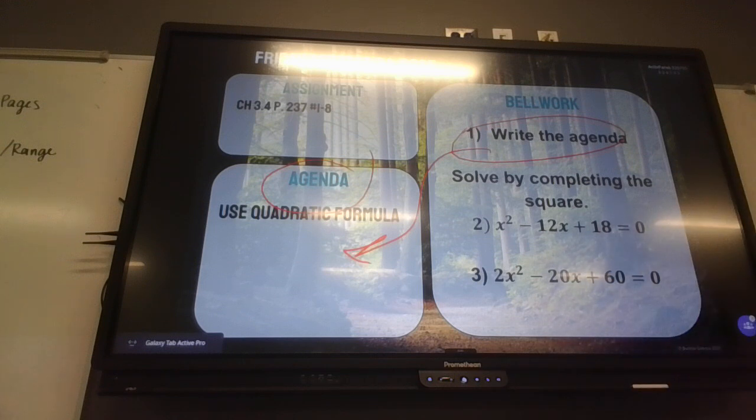Okay, so number 2, we got x squared minus 12x plus 18. Does this factor? Could I use the x factor method? Does anything multiply to 18 and add to negative 12? No. 9, 2, 6, and 3, 1. No, okay, so this doesn't work the way it's set up.